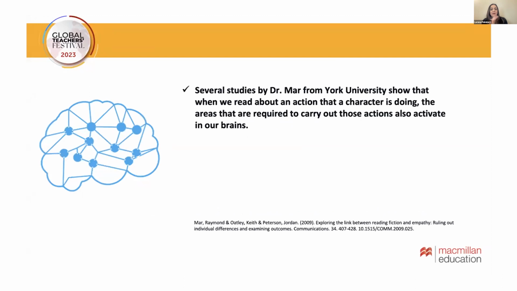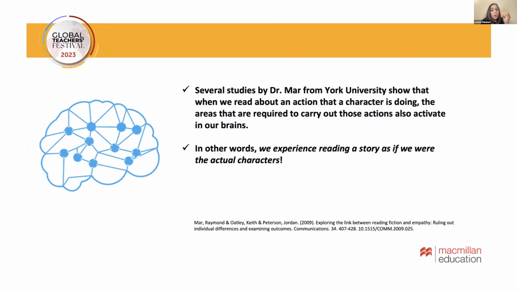Okay, so if I am reading, for example, of a person and that person is walking, yes, my brain is imagining the person walking. So if I were connected to a computer, in the computer, you could see that my brain that is reading about that person walking will activate those areas, okay? As if my brain were walking too. Yes? So we experience reading a story as if we were the actual characters. The brain, when it's imagining, thinks that it is real.